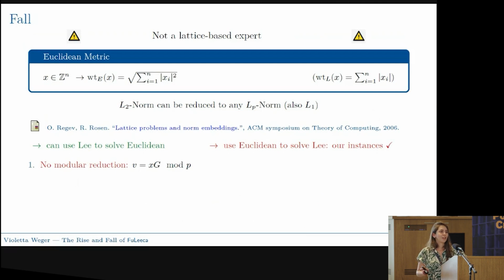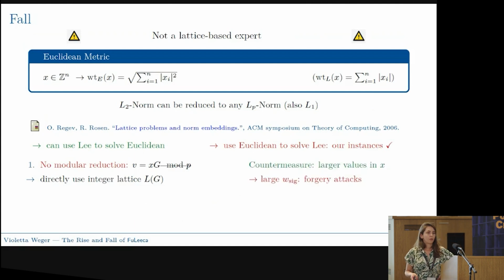So which choices did we make that allowed this? First of all, there is no modular reduction. Our signature V is a codeword, so we have some information vector X multiplied by our generator matrix. And this is actually done modulo P. But because we chose our vector X to have such small entries, you can ignore the mod P. And seeing some signatures, you directly get the integer lattice LG. We could put larger values in X in order to avoid this, but then we also get larger weights in the signatures, which enable forgery attacks.